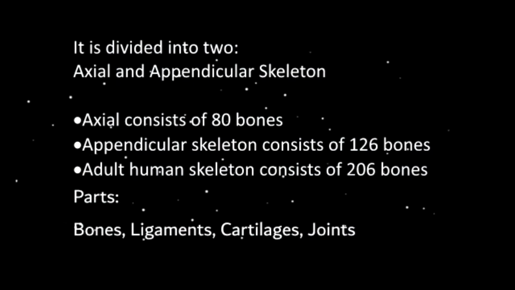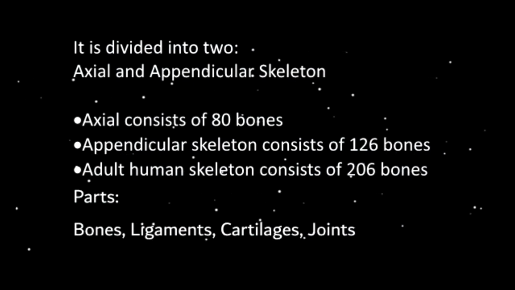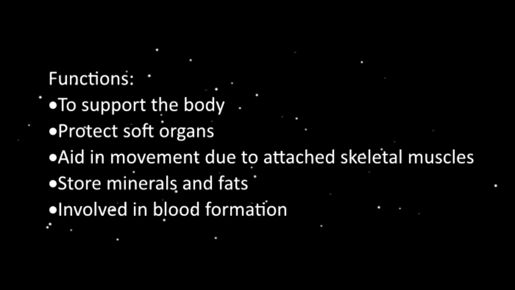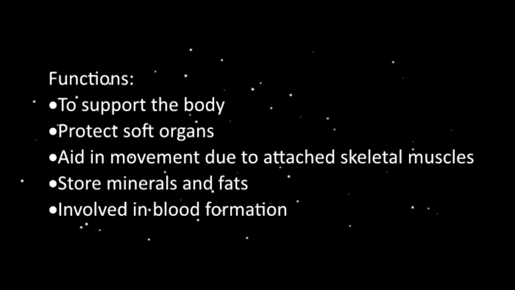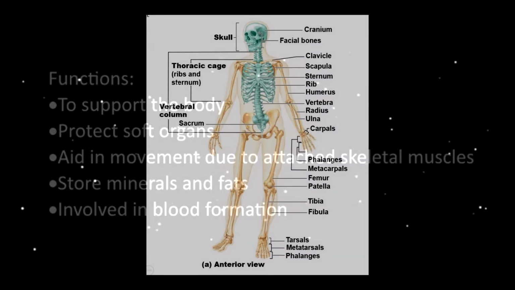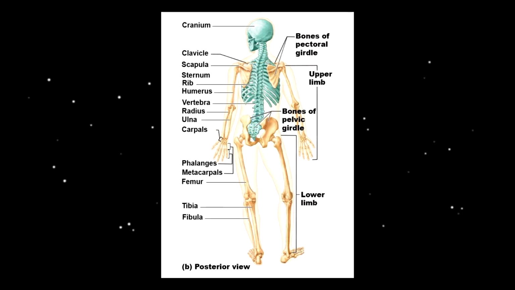Parts include bones, ligaments, cartilages, and joints. It is divided into two: the axial skeleton with 80 bones and the appendicular skeleton with 126 bones. That's why an adult human skeleton consists of 206 bones. Its functions are to support the body, protect soft organs, aid in movement, store minerals and fats, and be involved in blood formation.